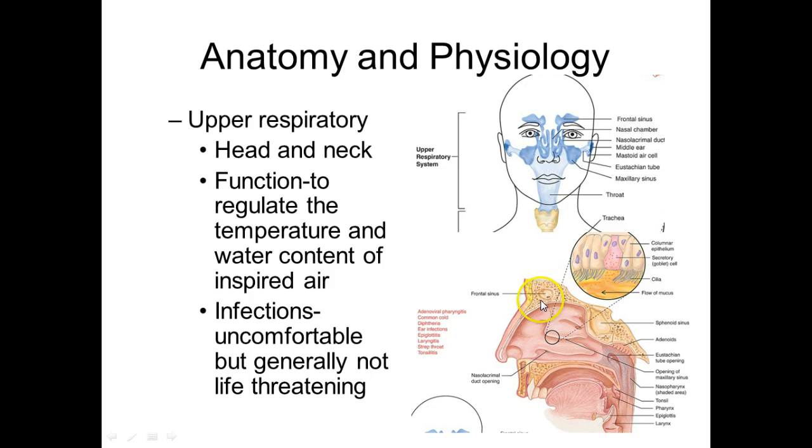So here in this diagram, they're showing you the frontal sinus, which is the one here in your forehead, right? They're showing you the linkage here into your nose, into your nasal cavity. And typically how those get infected is spreading from the nasal cavity up into the sinuses or up into the ears.